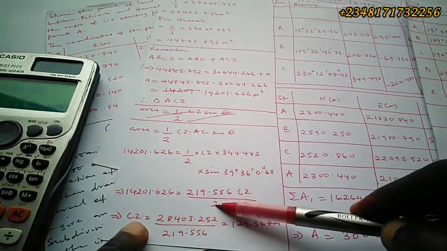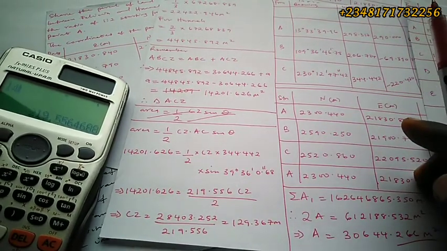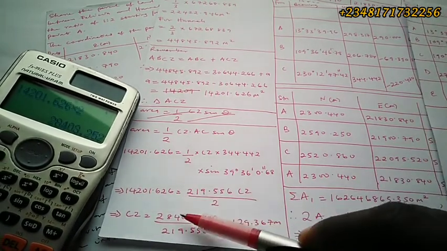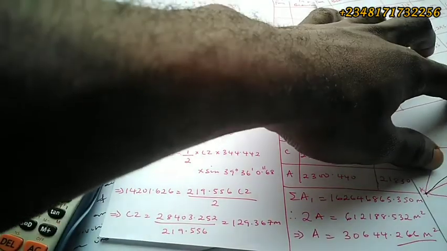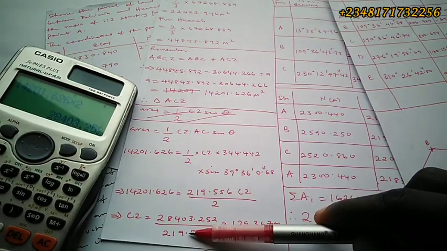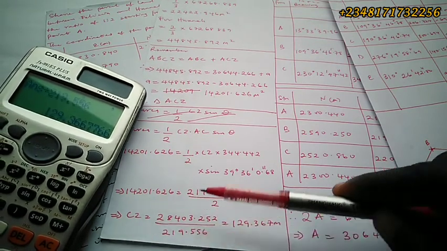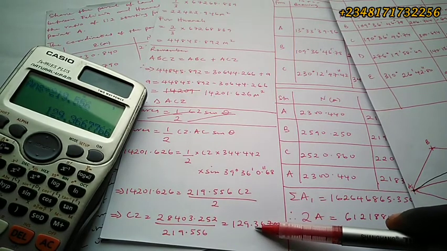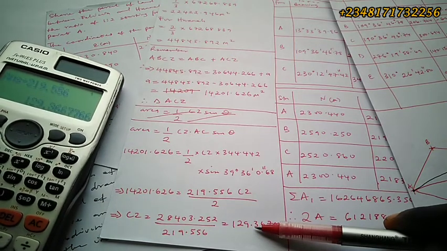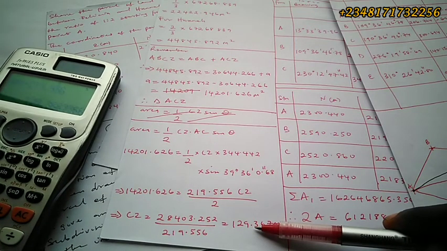So by the time you say 14201.626 multiplied by 2, you have this, which is actually on the numerator. Are we together? It's actually on the numerator, which is this. Then divided by 219.556. So this will give us the distance CZ. Are we together, please? Please, if at any point you missed it, you just have to pause the video and then rewind, get it, and then you continue, because that's the most important thing.